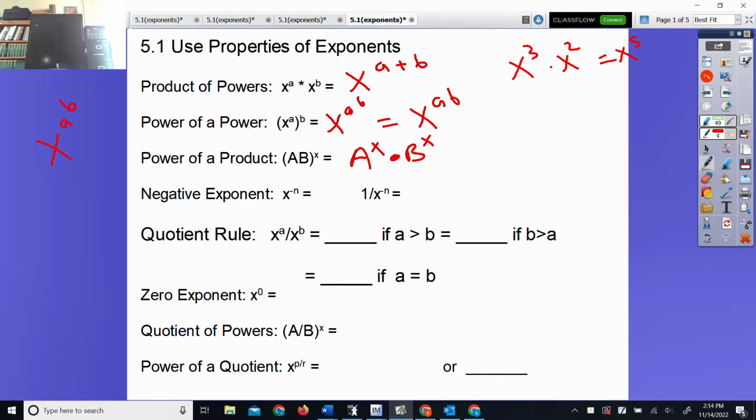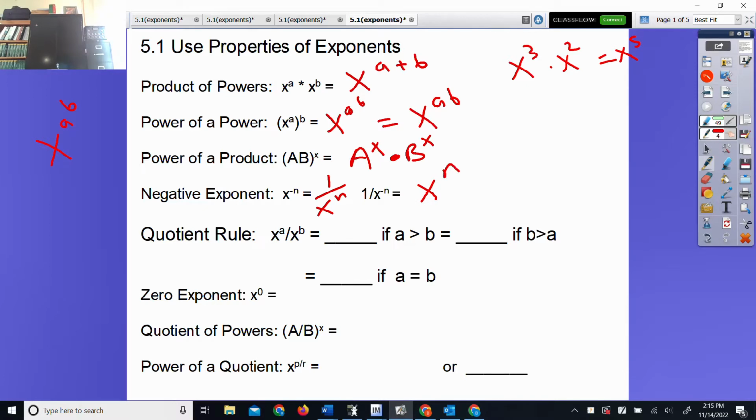Moving on to x with a negative exponent: x to the negative n is 1 over x to the n. And if the exponent is negative down low, shift it up top, just x to the n.